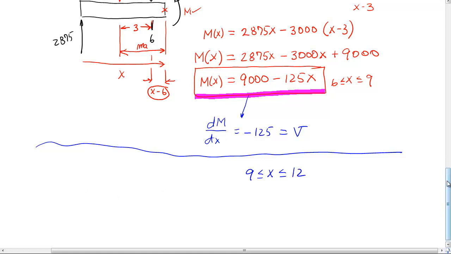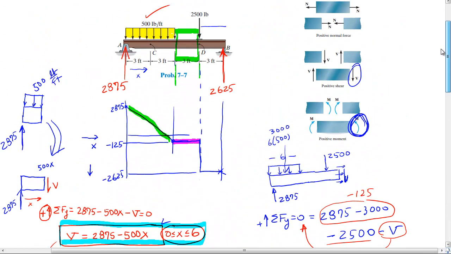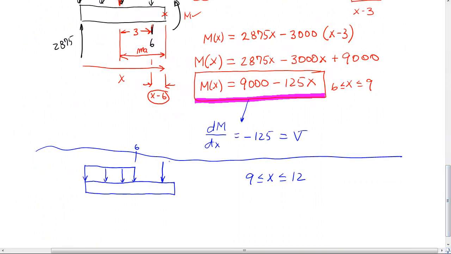So now the free body diagram looks, again, a little bit different. It looks like this. Goes out here. Goes across. This, of course, is 6. Suddenly there's a load here. I think it's 2,500. This is 500 pounds per running foot.